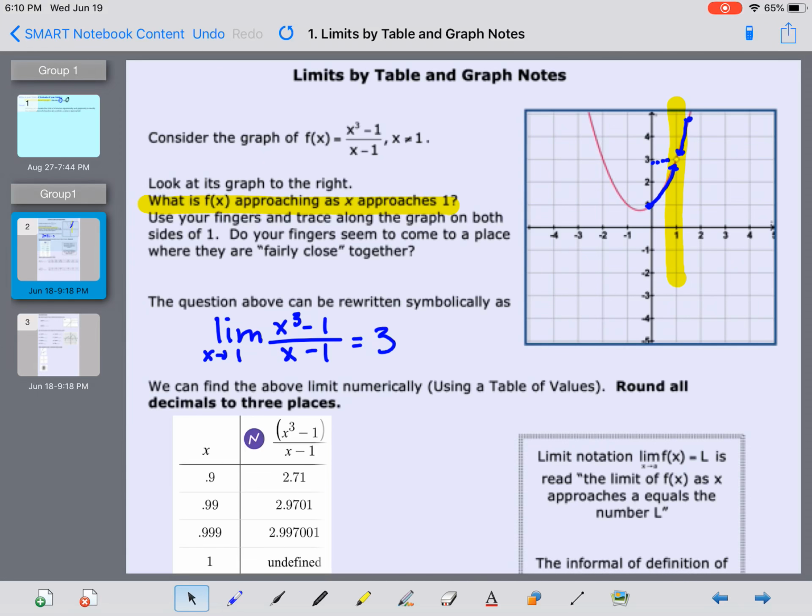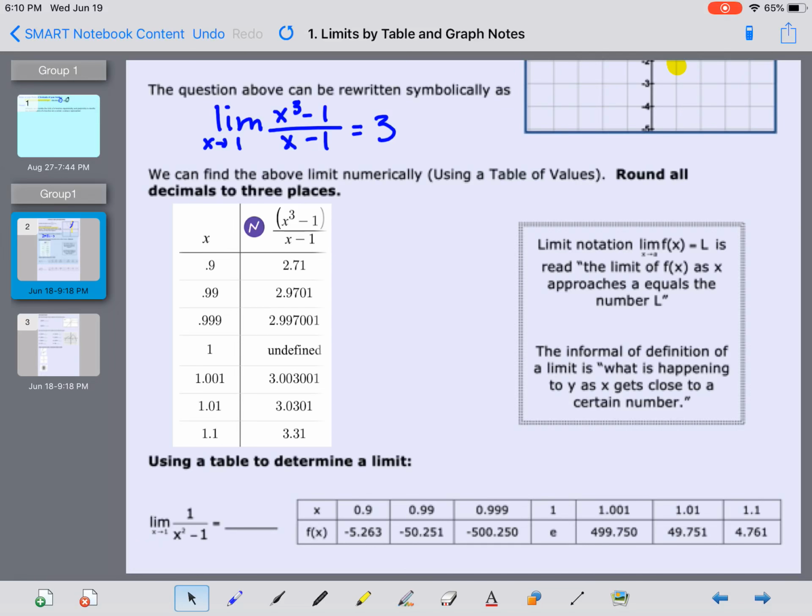Okay. If we look at a table, and this is kind of what I was talking about earlier, if we look at a table, okay, so I have this table here. My table looks a little bit different than yours, but what I want you to do is to write down these values next to the correct corresponding x value.